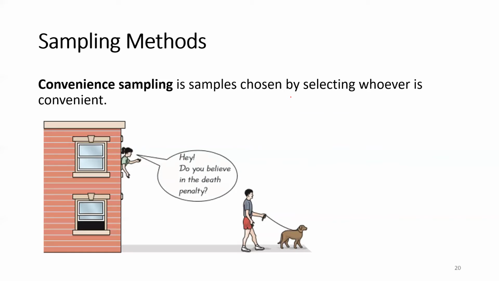Convenience sampling is sometimes used, but it might not be all that scientific. It's when you just basically select whoever or whatever sample might be convenient. And so here's an example of a lady spotting somebody walking a dog and saying, hey, do you believe in the death penalty? That is convenience sampling.